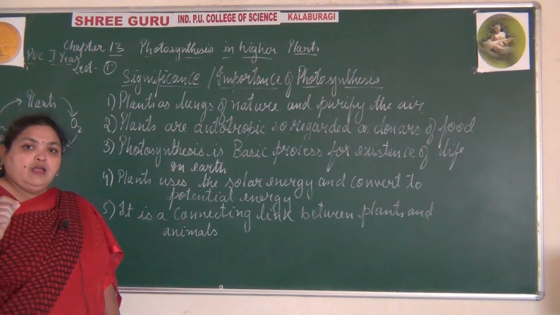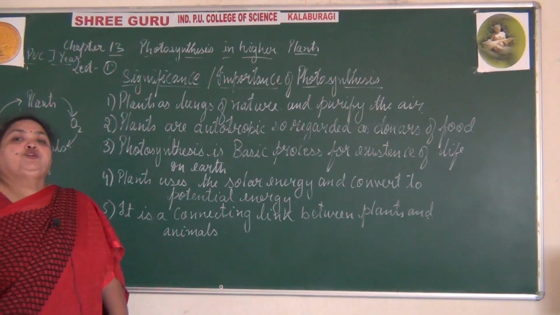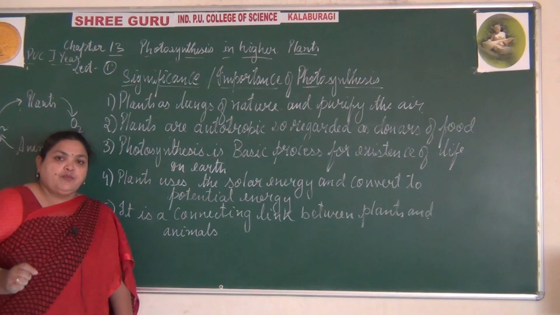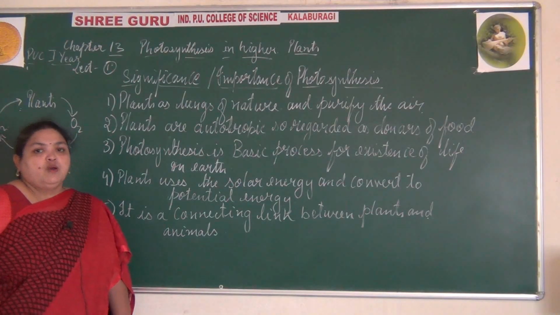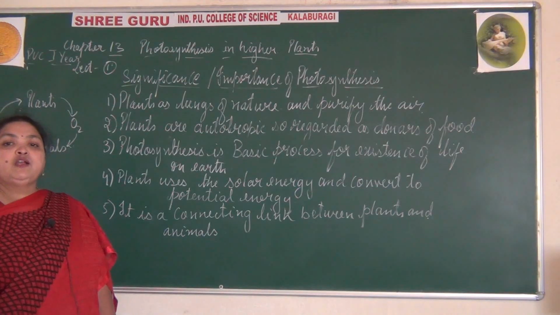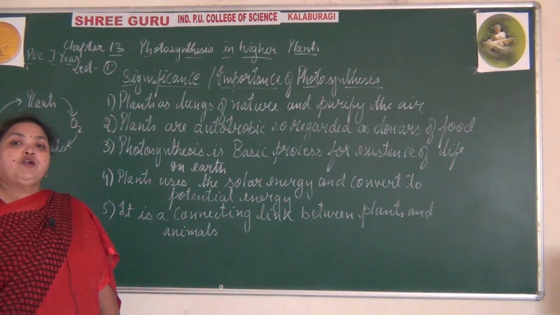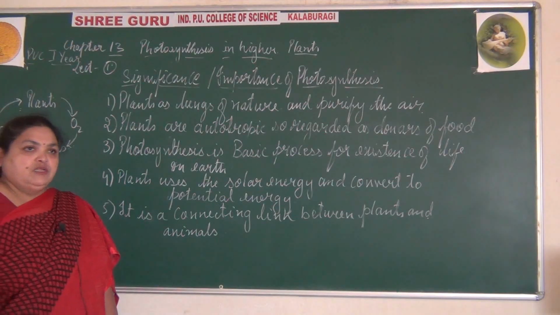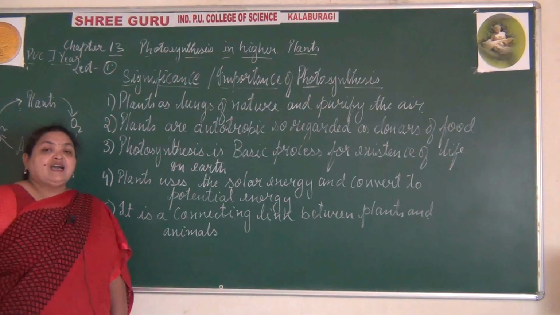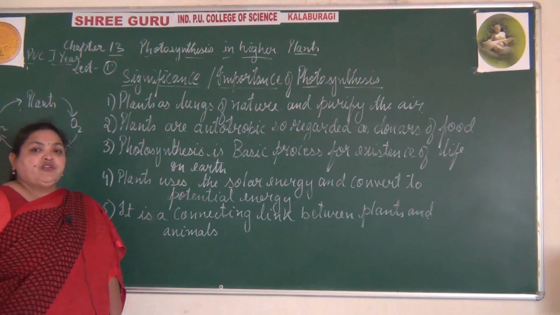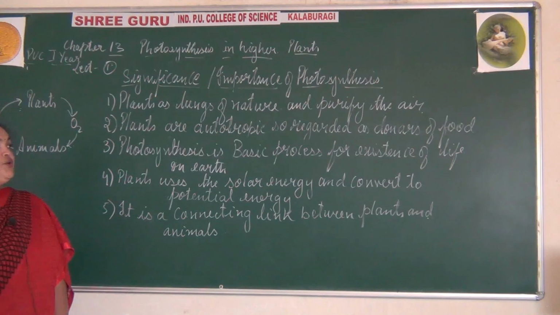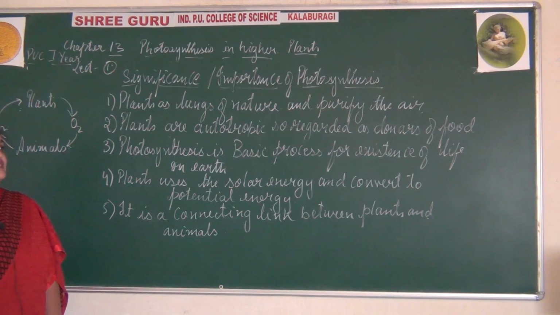Photosynthesis has the capacity to absorb carbon dioxide, a harmful air component, and convert it into oxygen, a useful component for different oxidation processes that are required for animals. So the plants are the lungs of nature and purify the air, while the plants are autotrophic and regarded as donors of the food.